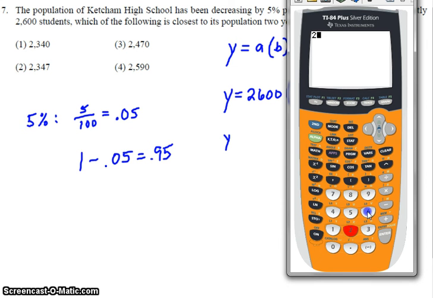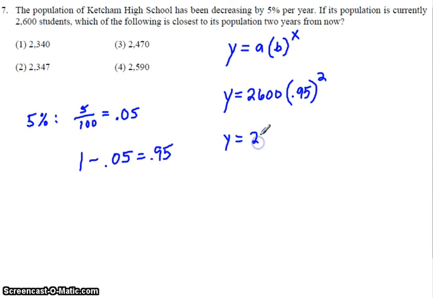So it's going to be 2,600 times 0.95 squared. Oops. And we get 2,346.5. So let's see, we can't have 0.5 of a person, so let's see how they rounded it. Closest, this is 2340, that's close, but this would be rounded up, 2347. It's got to be answer number 2. Yeah, these are no good.